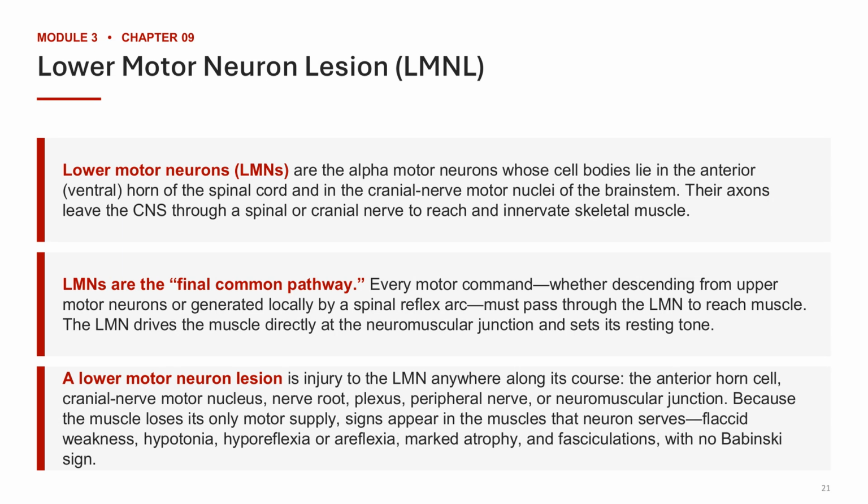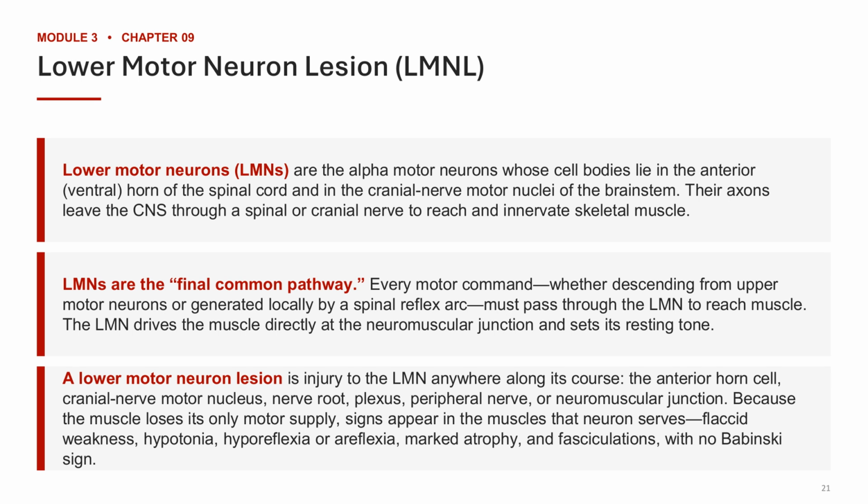Now the lower motor neuron and its lesion in the same precise terms. Lower motor neurons are the alpha motor neurons whose cell bodies lie in the anterior horn of the spinal cord and in the cranial nerve motor nuclei of the brainstem. Their axons leave the central nervous system through a spinal or cranial nerve to reach and innervate skeletal muscle. They are the final common pathway.